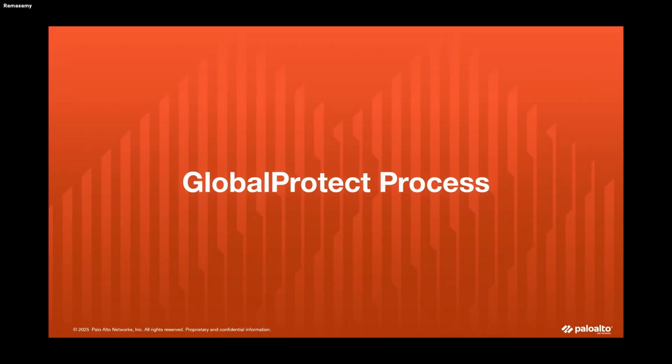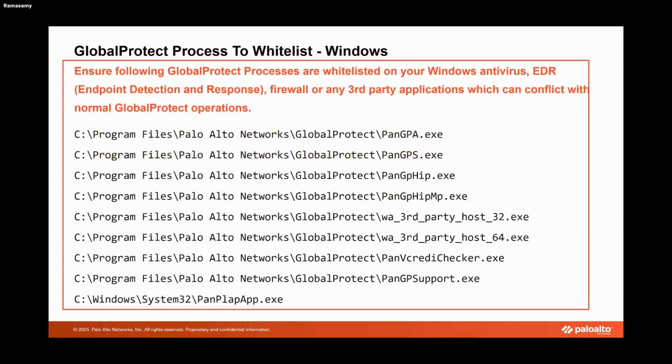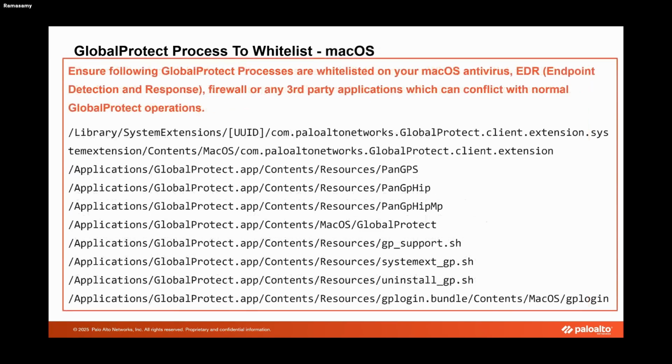GlobalProtect processes. These are the GlobalProtect processes in Windows which need to be whitelisted on your EDR, firewall, the endpoint firewall, or the third-party applications which can conflict with GlobalProtect. Again, these are the GlobalProtect processes in Mac which need to be whitelisted to avoid the conflict.